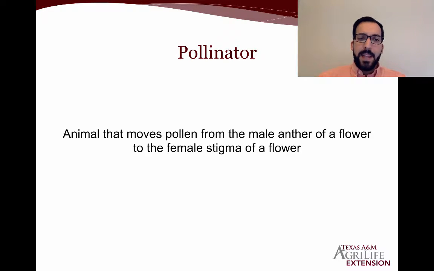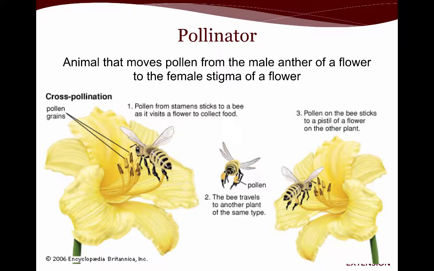A pollinator is an animal that moves pollen from the male anther of the flower to the female stigma of a flower. So I like to think of this as being a very sexy topic for this reason. All right, so this is an example of cross-pollination. A pollinator will go to feed sometimes on the pollen or on the nectar, okay? And as they do so, some of this pollen accumulates, whether it be on their hairs or they might intentionally be collecting some of that pollen on their hind legs. The bee then travels to a different flower. Then the pollen on the bee sticks to the pistil of a flower on the other plant, and this causes fertilization.